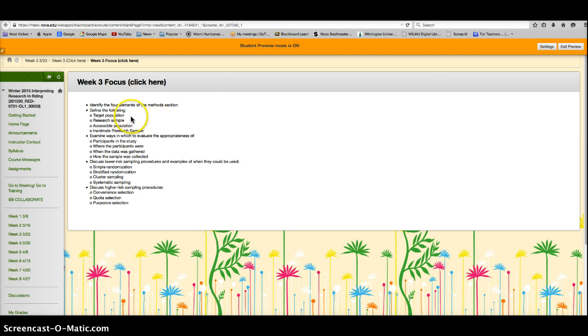And the methods section includes who is our target population, who constitutes the research sample, how accessible is this population, and is it an inanimate research sample? We're going to be looking particularly at the participants in the study, where they were, how the data was gathered, how the sample was collected. All of these things will affect the outcome of our studies.